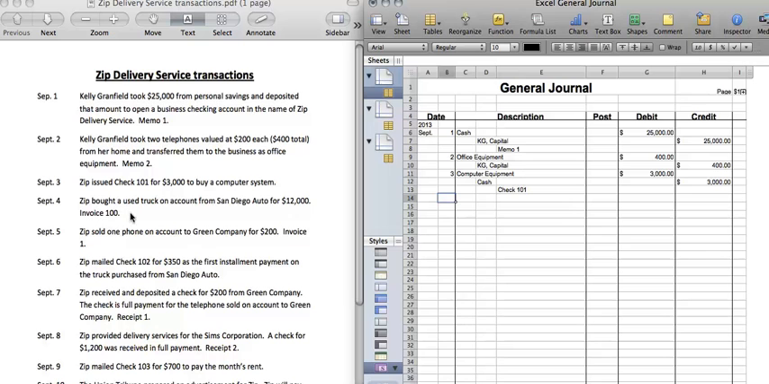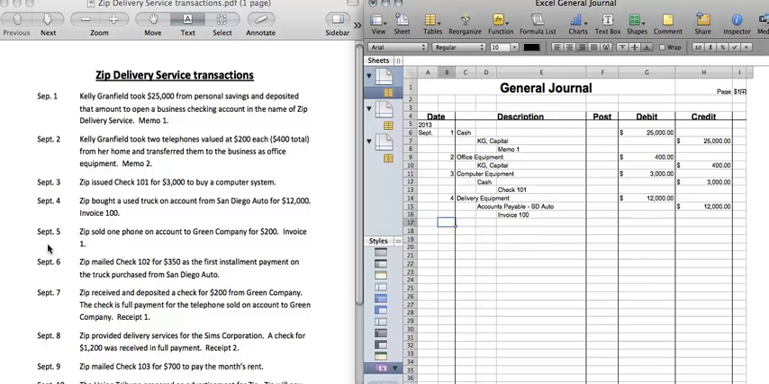On September 4th, Zip bought a used truck on account from San Diego Auto for $12,000. So we are going to debit delivery equipment, $12,000. And we're going to credit, since we had the keyword on account, we're going to credit accounts payable, San Diego Auto. And it's okay to abbreviate to have things fit within the lines. $12,000. And here, our source document is invoice 100.